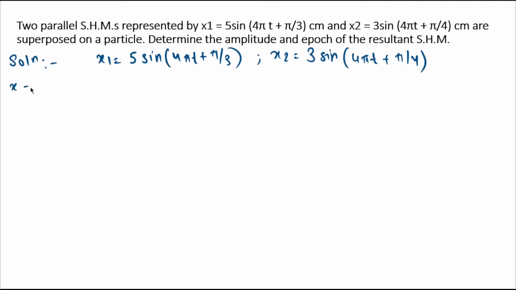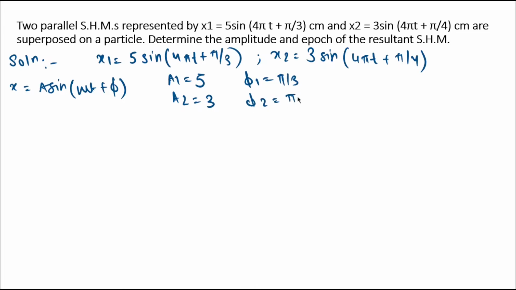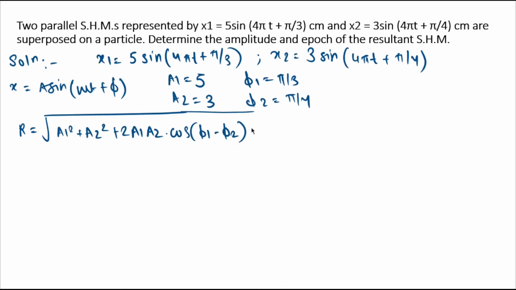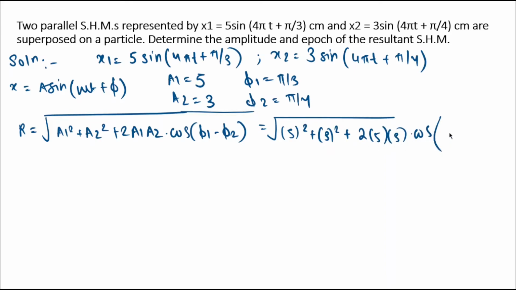So we know that this is analogous to x equal to A sin(omega t plus phi), so let's take this as A1 sin(omega t plus phi 1) and A2 sin(omega t plus phi 2). So A1 is equal to 5 and A2 is equal to 3, and phi 1 is equal to pi by 3 and phi 2 is equal to pi by 4. So the resultant amplitude R is given to us as root under A1 square plus A2 square plus 2 A1 A2 into cos(phi 1 minus phi 2). So putting all the values, we get A1 square is 5 square plus A2 square is 3 square plus 2 into 5 into 3 into cos(pi by 3 minus pi by 4).